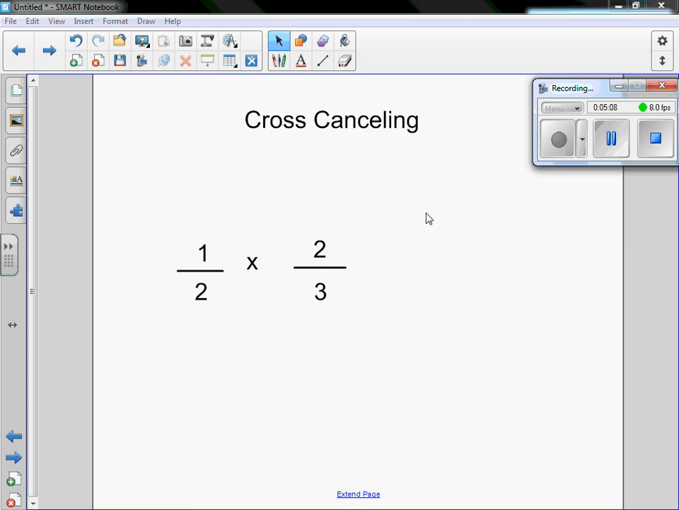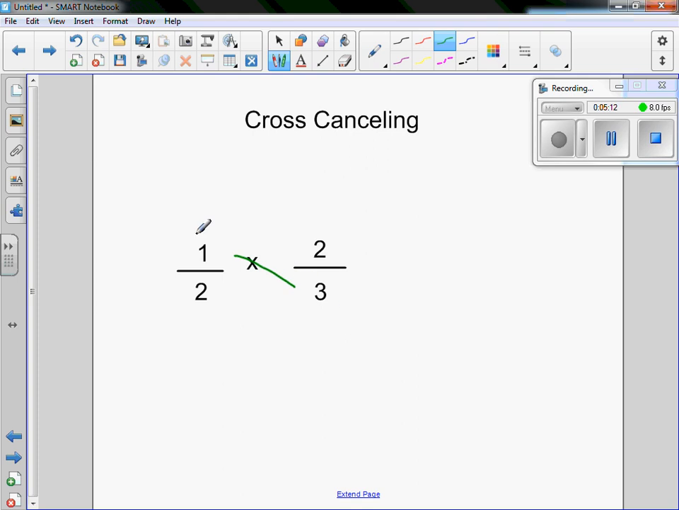Alright, here's the last one, and this is actually a pretty easy one. First, I look at 1 and 3. Like I said before, if you see a 1, it can't go any smaller. I could still divide 1 by 1 and I'd get 1, and then 3 divided by 1, I'd still get 3. It gives me the exact same, so I don't even waste my time. So I'm just going to look at my other side, 2 and 2.